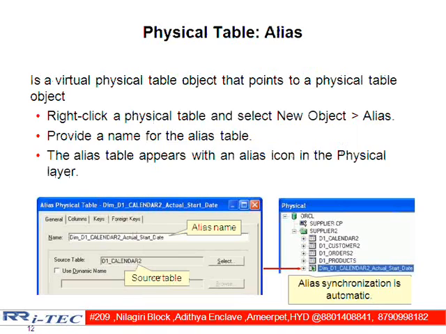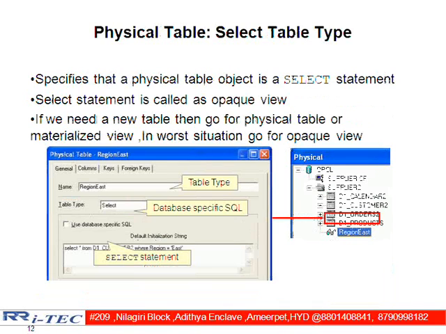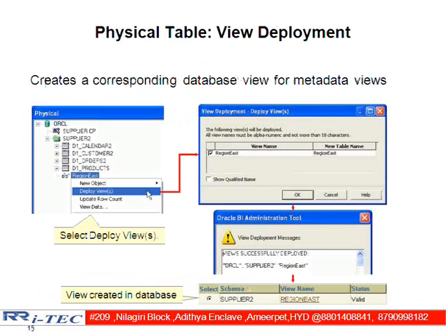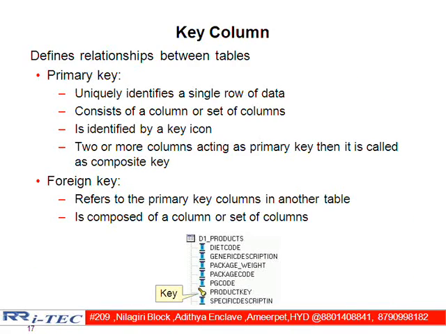Physical table alias, we discussed one point. To create a self join, we require an alias. It is called a virtual table. Anyhow, this alias will be covered in more detail down the line. Leave this alias slide, and also select table type, because I'm going to discuss these things at a later point of time. Then I have here physical table view deployment. This also you can ignore.